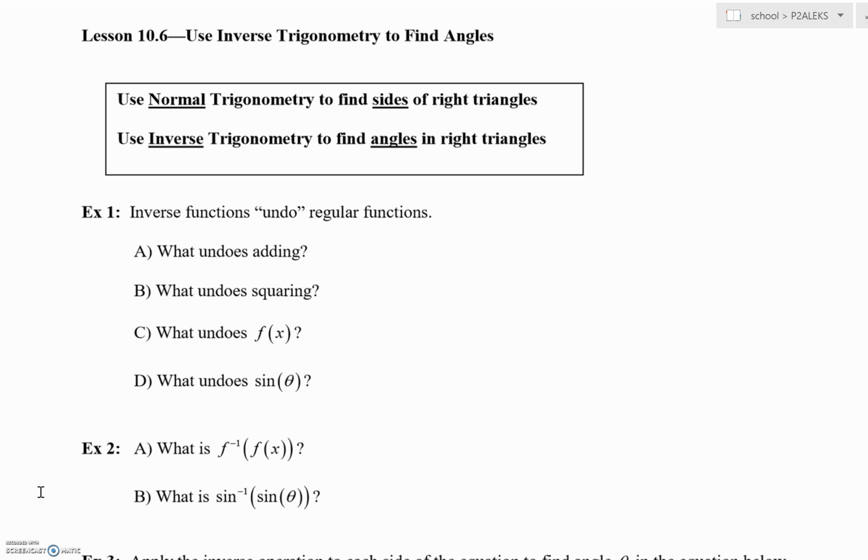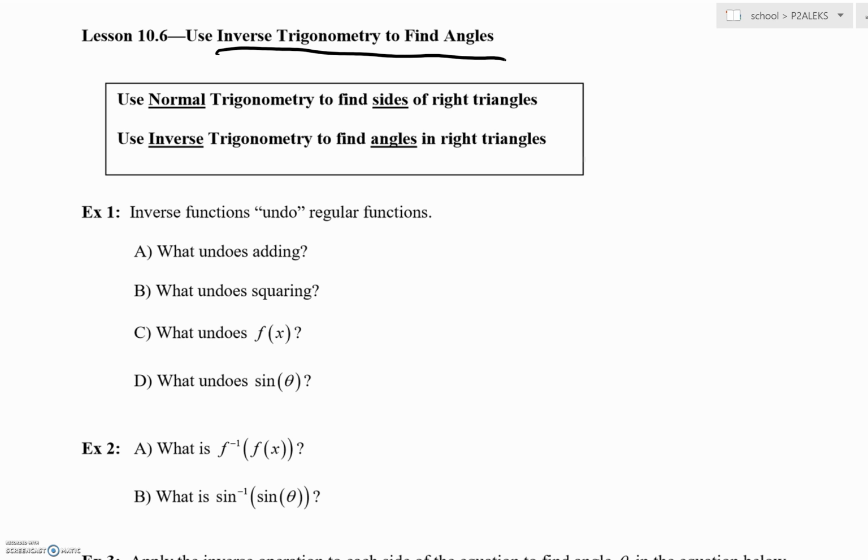Algebra 2, we've got a lesson on 10.6. It's a short lesson. Today we're looking at inverse trigonometry. Inverse trigonometry to find angles.